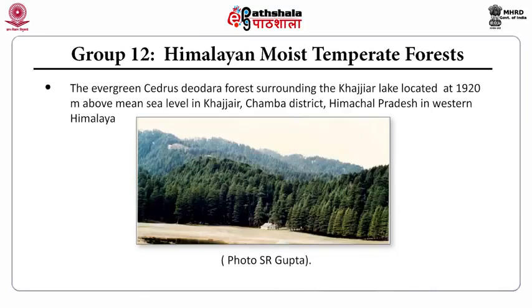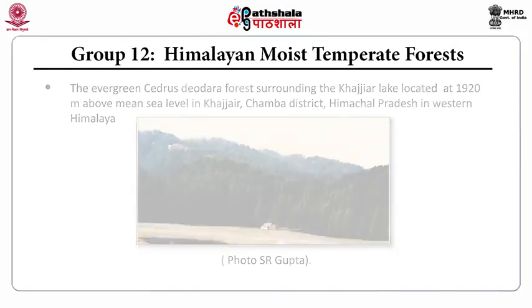The moist Himalayan temperate forest, it is an evergreen Cedrus deodara forest surrounding the Khajjiar lake, located at 1920 meter above mean sea level in Khajjiar, Chamba district of Himachal Pradesh in western Himalaya. So, we see a beautiful view of the Cedrus deodara forest in this Khajjiar region.